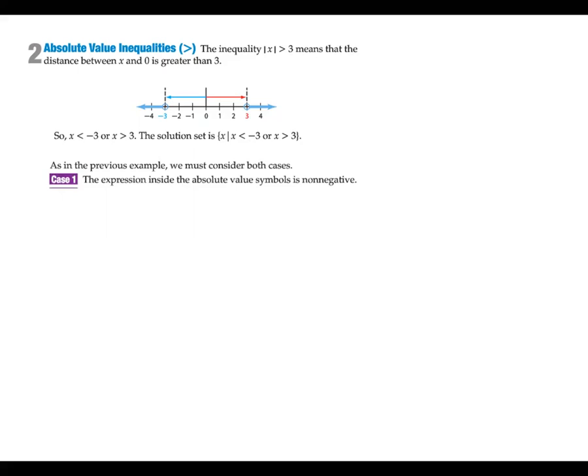The expression inside the absolute value is non-negative, so x is greater than 3, or the expression inside the absolute value symbols is negative, so x is less than -3.